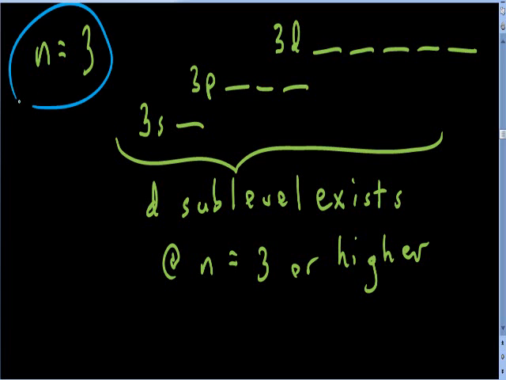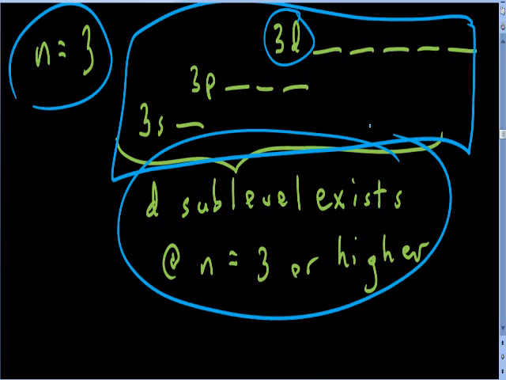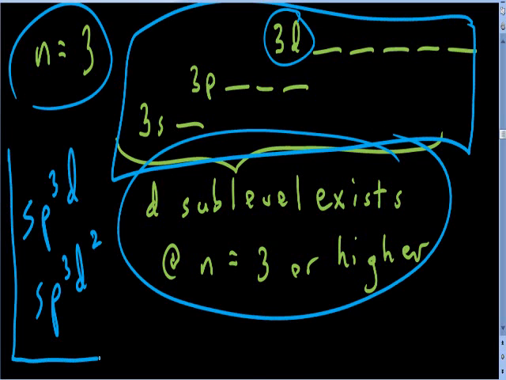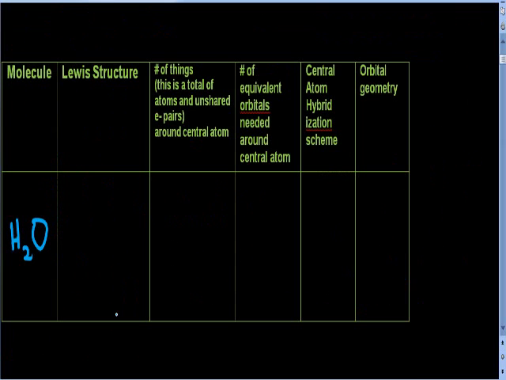If we look at n equals 3, d orbitals exist at n equals 3, therefore making it possible for d orbitals to be brought into the hybrid scheme around a central atom. Since the d orbitals exist at n equals 3 or higher, the hybrid schemes sp3d and sp3d2 are possible with central atoms where n equals 3 or higher, and those are the only atoms that can violate the octet around the central atom in their bonding scheme.